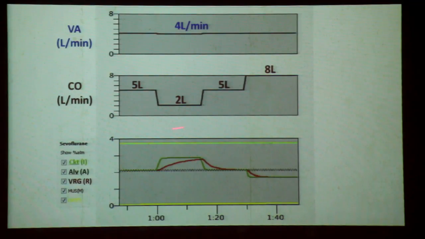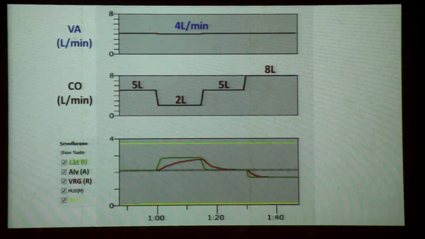Because the cardiac output has fallen, but the concentration at which we are giving sevoflurane is the same, at the same rate. Now once the cardiac output is restored to 5 liters, you will find that the alveolar concentration again drops back to MAC value, but the brain takes a little while to come back to the same value. As soon as the cardiac output increases to 8 liters, the alveolar concentration falls below MAC, and so does the brain level concentration, if you keep the same level of sevoflurane going.